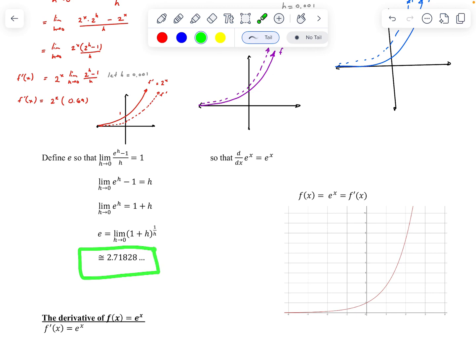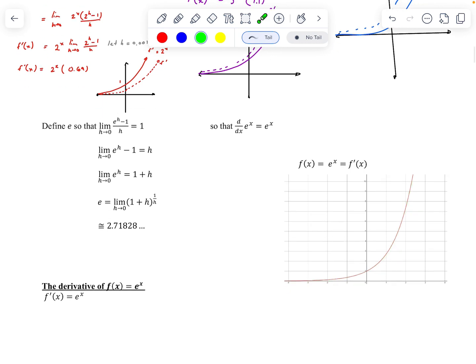It's between 2 and 3, it's closer to 3, and here's the curve, e to the x. When the y value is 1, the slope is 1. These low positive y values have low positive slopes, and as the y value goes up, the slope goes up. The slope at every point is the same as the y value. So we develop this new number. The derivative of e to the x is e to the x.